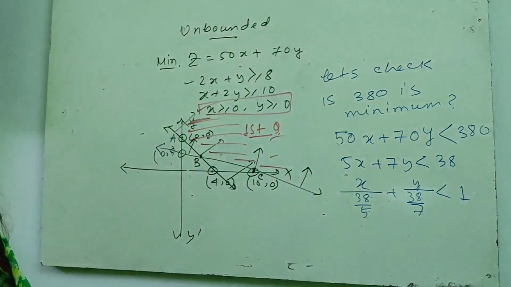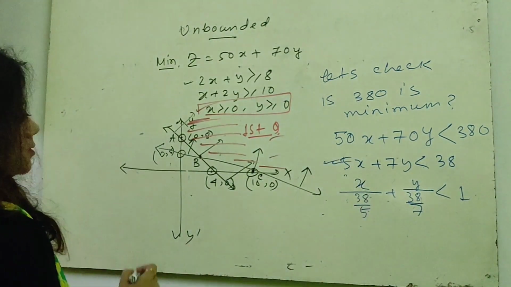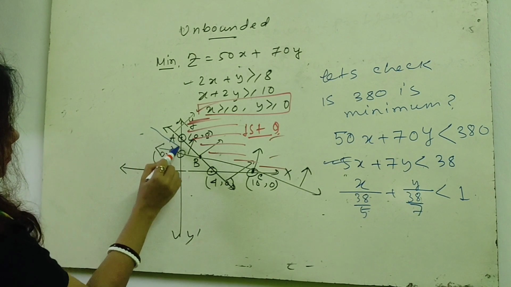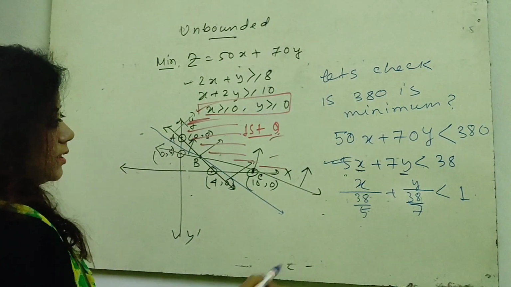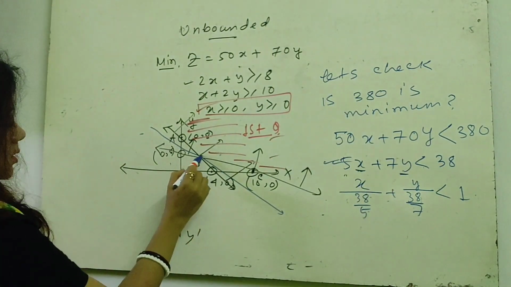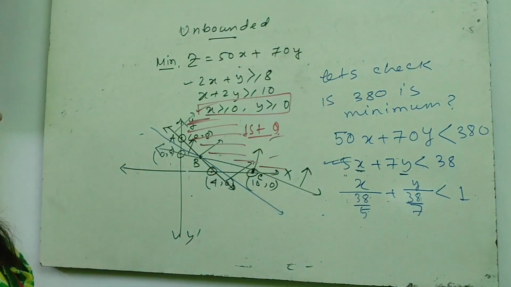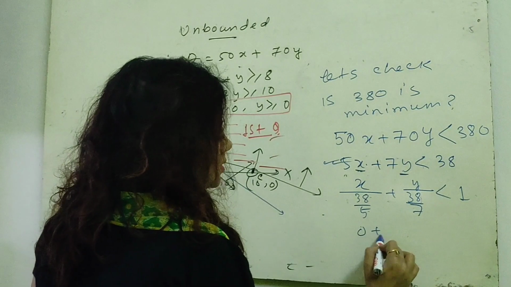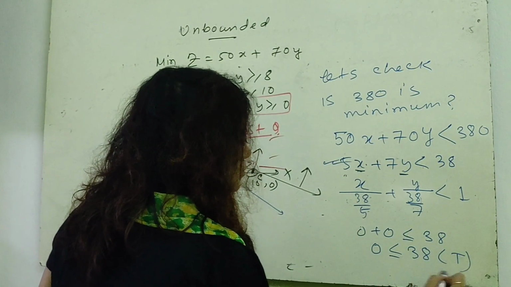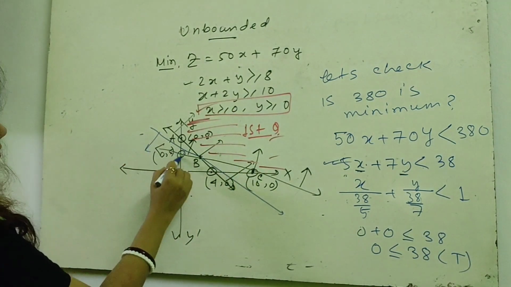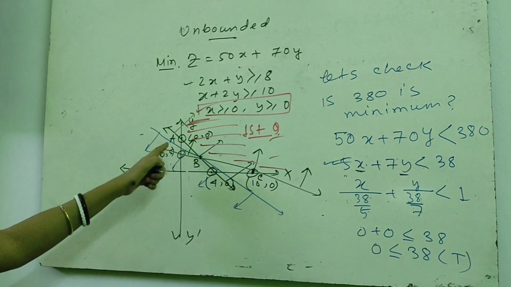Okay. So let's draw this line equation. It will go through this point because if I put x equal to 2, y equal to 4, this point satisfies the equation. So this line can go through this point. Now if I put 0 plus 0 less than or equal to 38, 0 less than or equal to 38 is true. Therefore, the arrows will be towards origin. See, there is no common point.